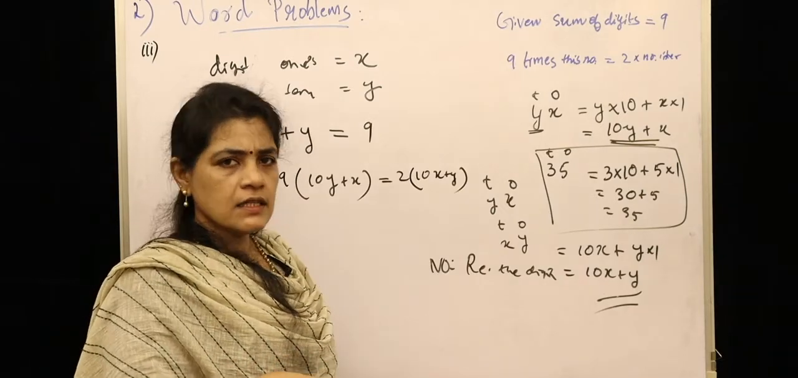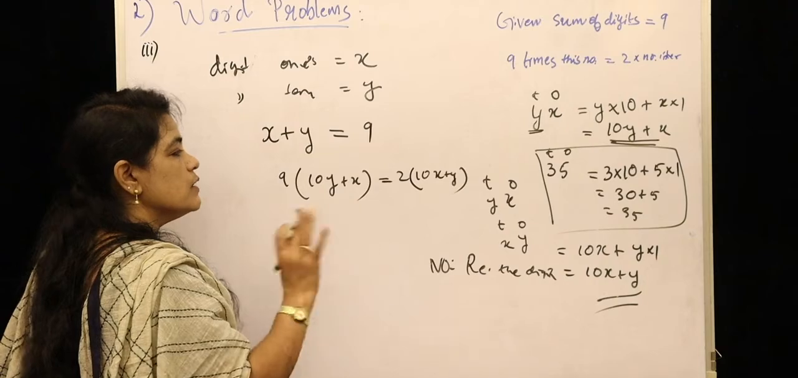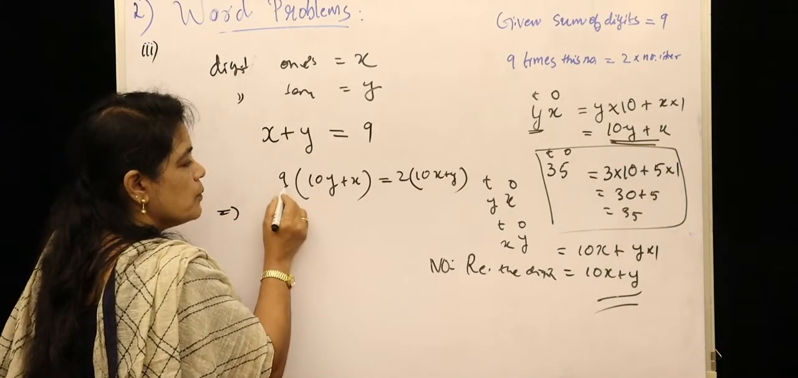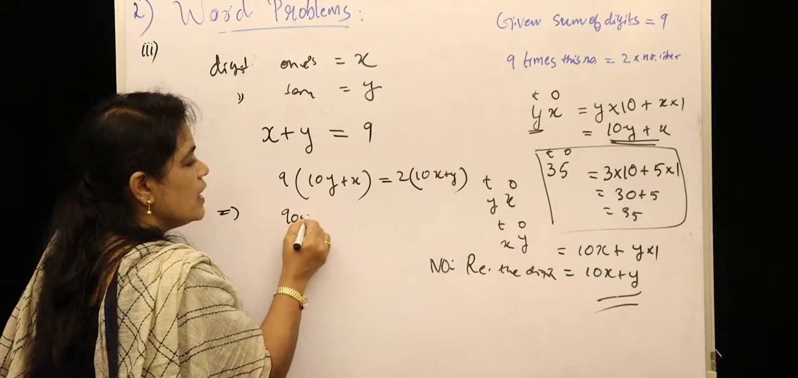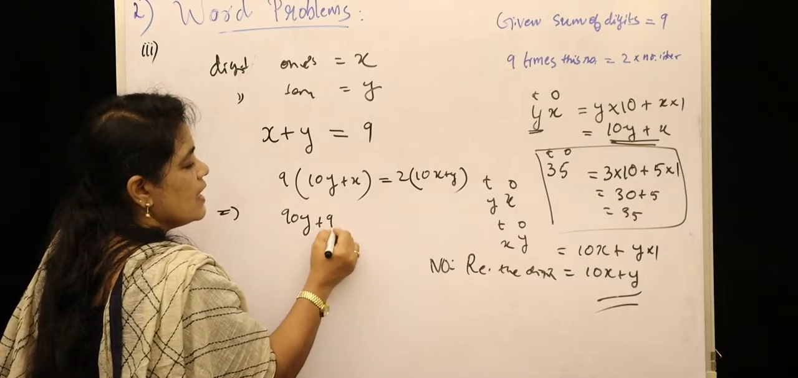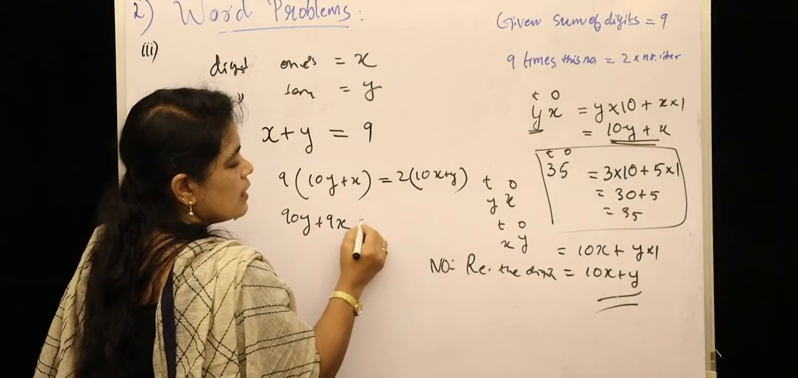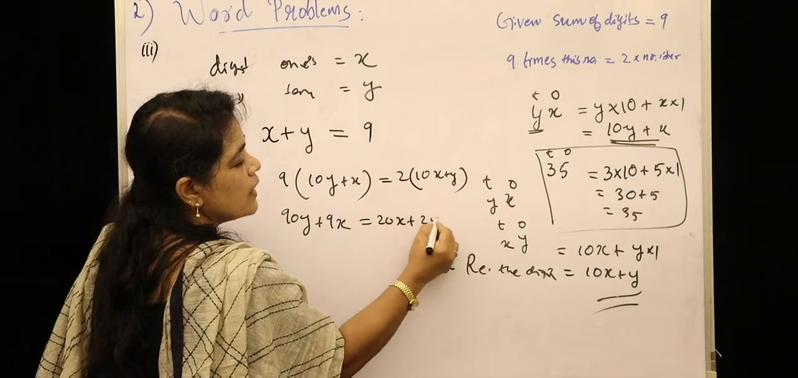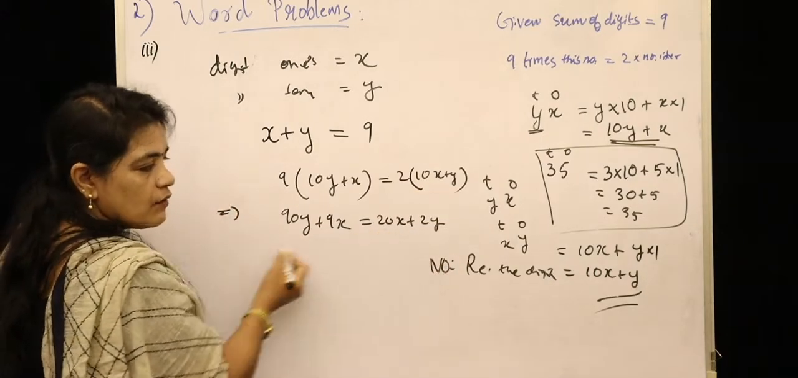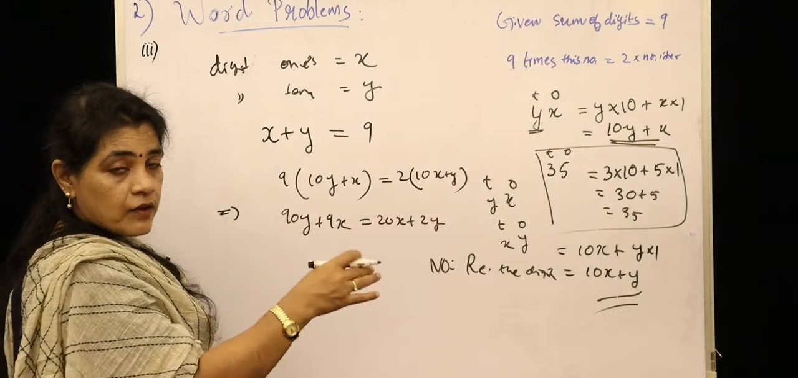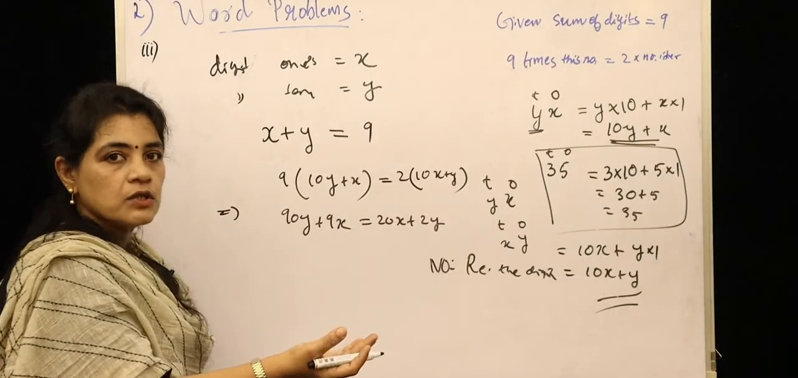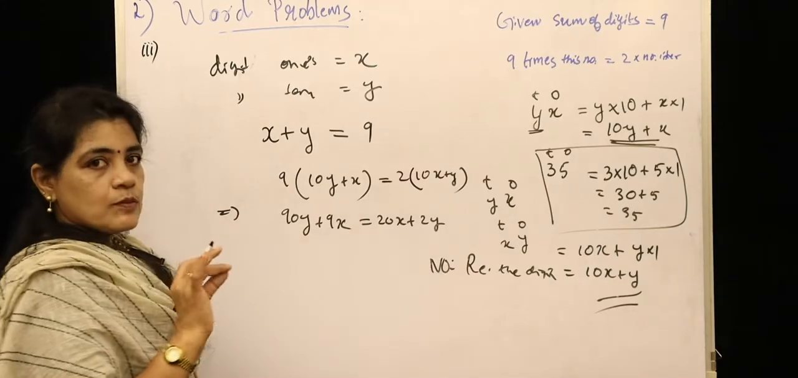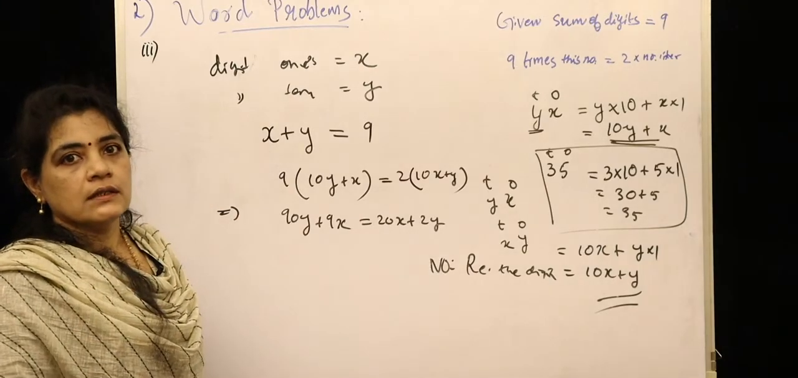Next is very simple. We are just solving. Nothing is there in the denominator, so no need to cross multiply and all. We have just opened the bracket using the distributive property. 9 times 10y is 90y plus 9 into x, 9x. And here we will be getting 2 into 10, 20x, plus 2 into y, 2y. Now we can take the variables from RHS to LHS, and we can take the constant to RHS. Here on RHS there is no constant, so we can express one variable with respect to the other.